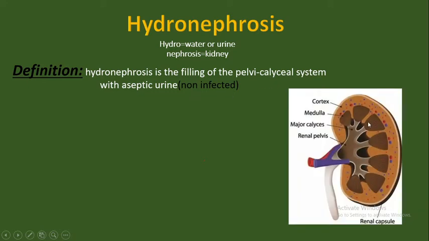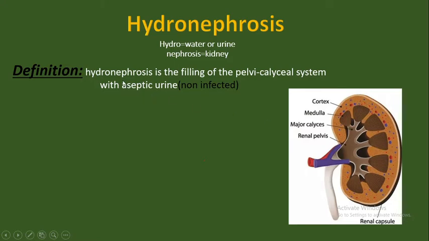And here is the anatomy of the kidney. So here is the renal pelvis, here are the calyces, the medulla, the cortex or renal parenchyma, and the capsule outside that surrounds the kidney.